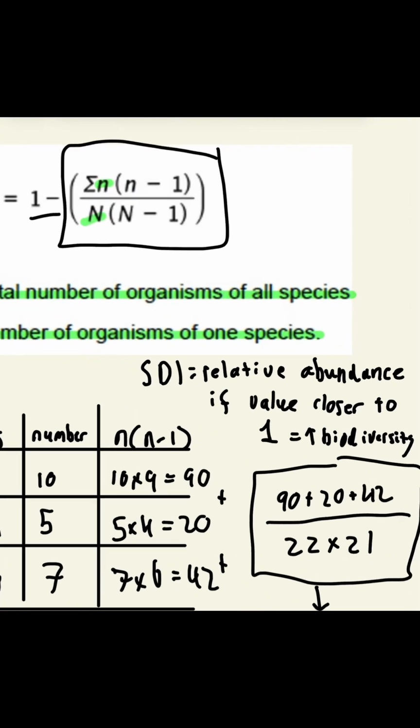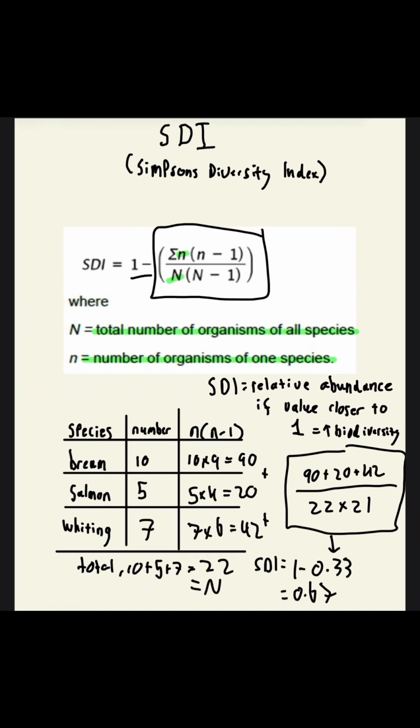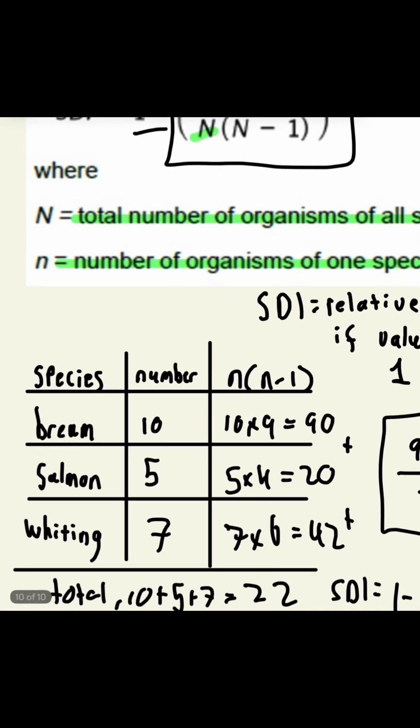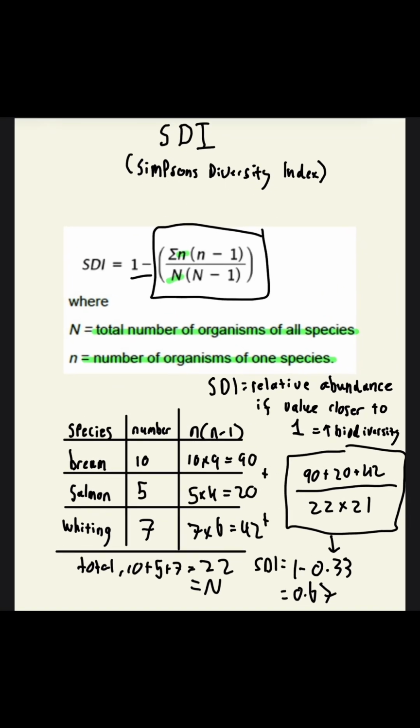Now, SDI is a measure of relative abundance. If the value is closer to 1, it means that there is a higher biodiversity. So often questions will give you two tables like this and ask you to compare the SDI values to see which ecosystem has a greater biodiversity value. So if we got another one that was 0.8, then the other ecosystem would have a higher biodiversity. Right, hopefully that makes a bit of sense.